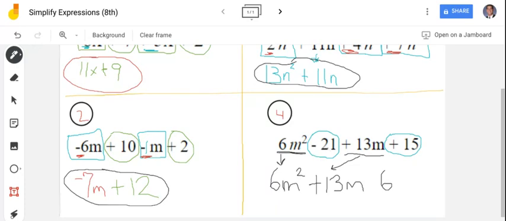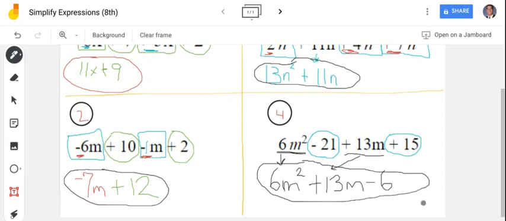So if I have 21 negatives and 15 positives, well, what do I have more of? Do I have more negatives or do I have more positives? I have more negatives, right? And so I keep that negative sign in my answer. So negative 21 plus 15 is negative 6. And this is my final answer right here. 6m squared plus 13m minus 6 is the final answer. I cannot simplify it any further.